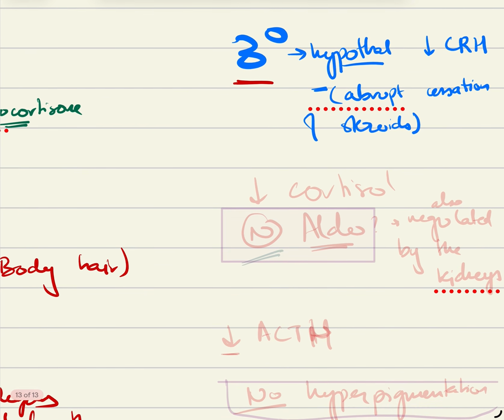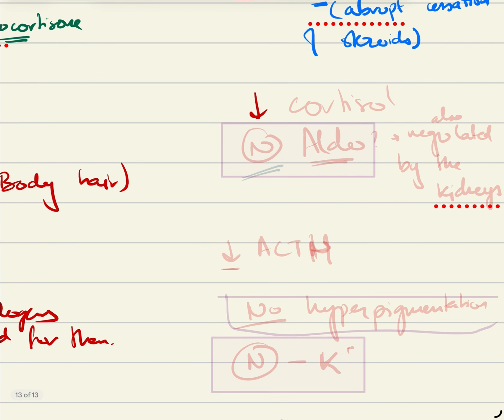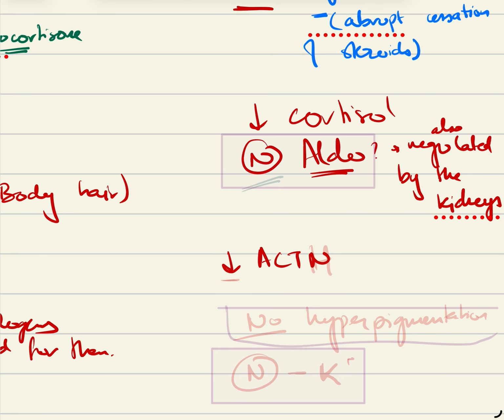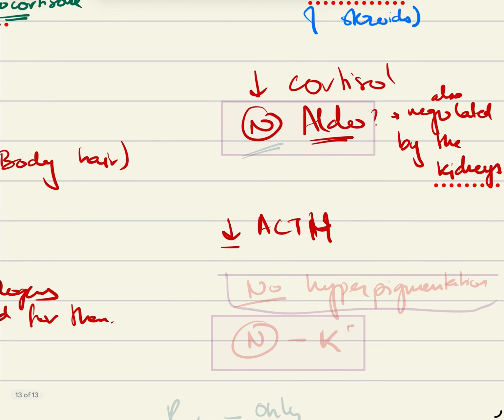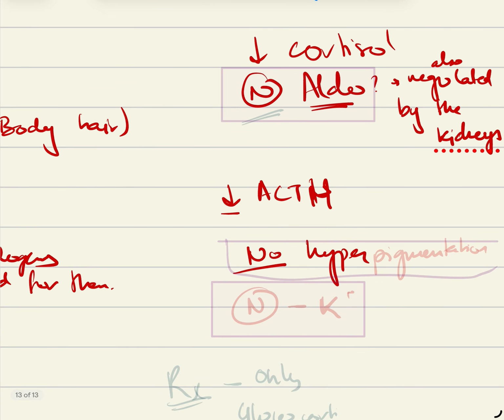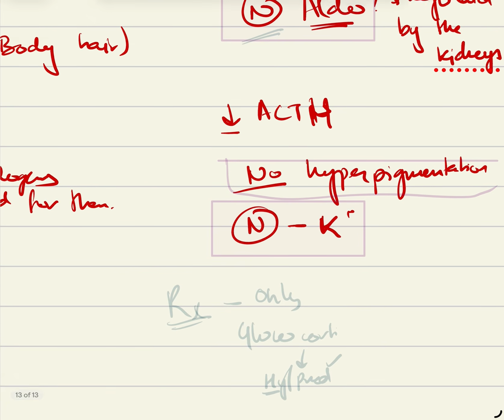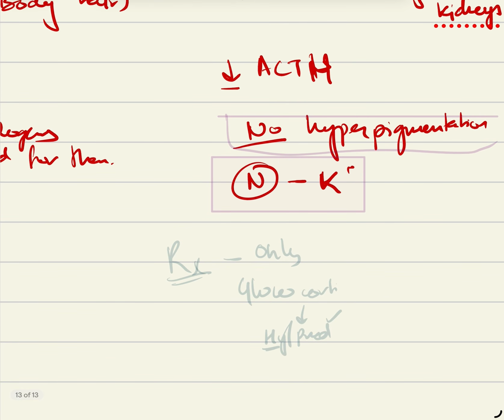Okay, so in this what you see is there will be reduced cortisol, okay, normal aldosterone, because it is also regulated by the kidneys. Okay, and you will see a decreased ACTH. Okay, decreased, and there will be no hyperpigmentation and normal potassium levels. Okay, so how will you differentiate between the two?